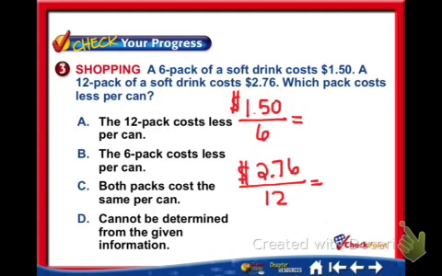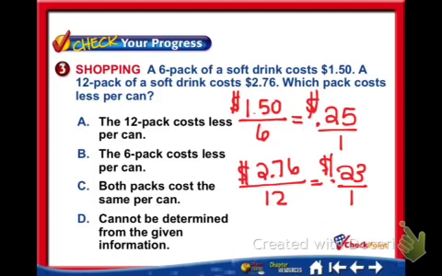A 6-pack of soft drink costs $1.50. A 12-pack of soft drink costs $2.76. Which pack costs less per can? I'll take $1.50 and divide it by 6 to get 25 cents per 1 can. $2.76 divided by 12 will be 23 cents per 1 can. Which pack costs less per can? The 12 pack.